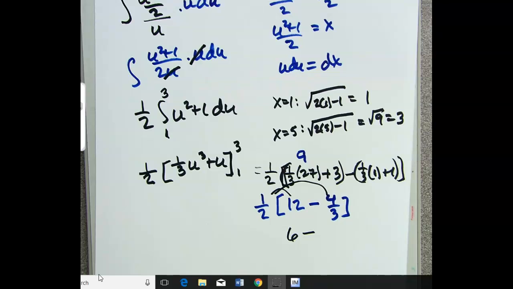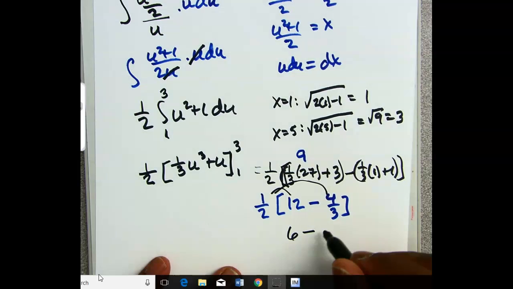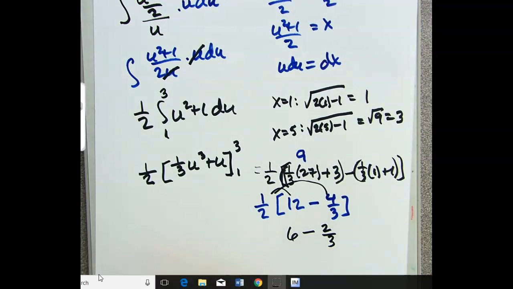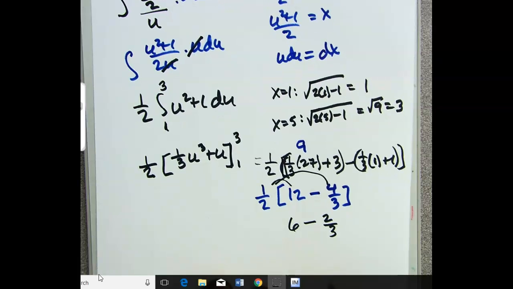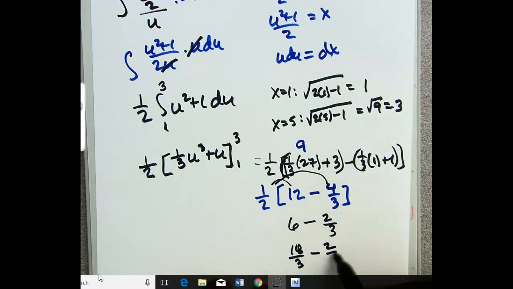4/6, which is 2/3. So now you have 6 minus 2/3. What's my answer? You got to get that common denominator. Okay, what's our common denominator? 3. Okay, so now we have 18 divided by 3, 18 over 3 minus 2 over 3, and our answer is 16 over 3.